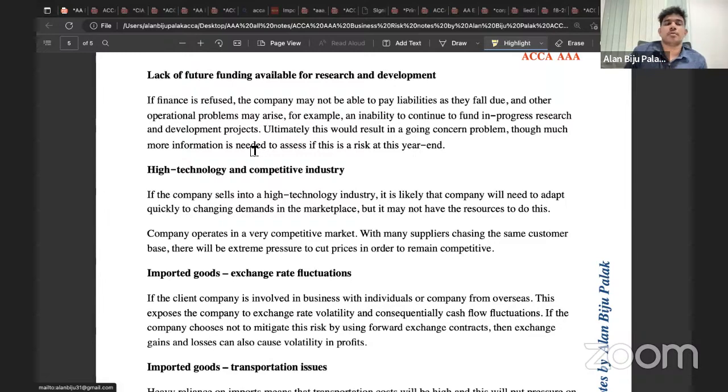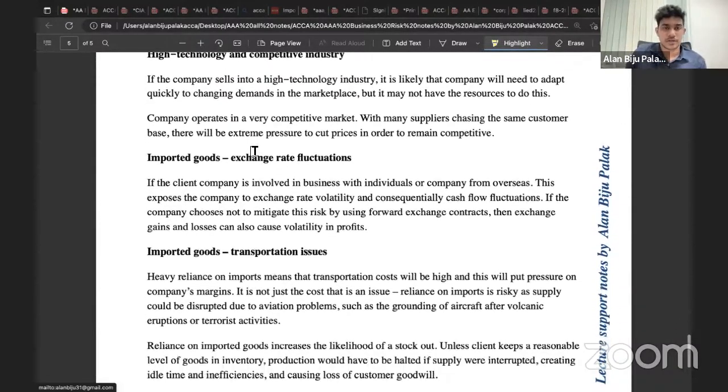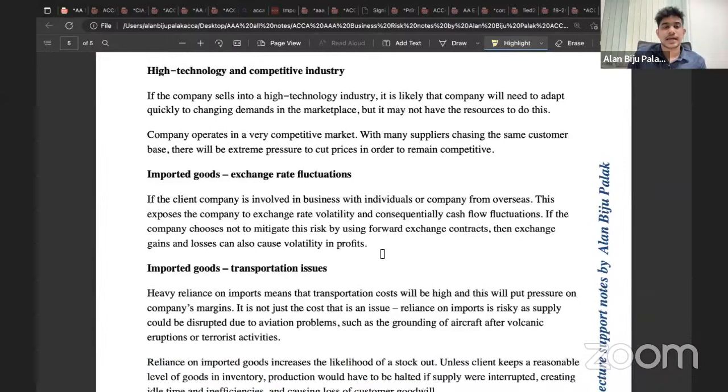Again, the company might be operating in a high technology and competitive industry. So if a company operates in a high technology and competitive industry, then we know that the market will keep on changing. So in order to sustain in that market, either we need to spend a significant amount on research and development, which would result in significant cash outflow for the company, or else the company needs to do one thing. They might need to reduce the price of the product to attract the customers. And in case they reduce the price of the product, what will happen? Automatically, if the price is reduced, then the margin of the product will also be reduced.